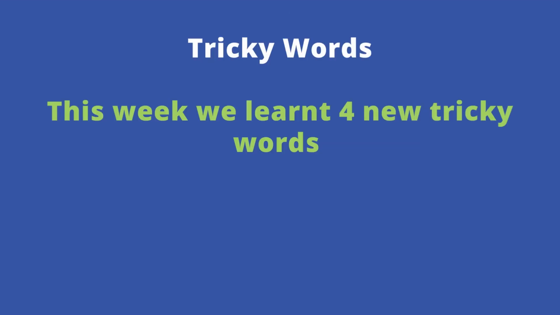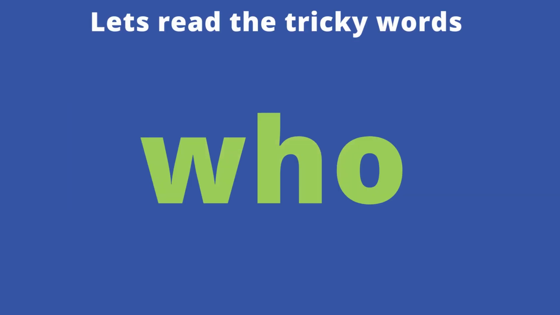So this week we also learned 4 new tricky words. Now tricky words are words that we can't really use our sounds for, the sounds that we already know. So let's take a look at this word. Now last week we learned that the letters W and H work together to make a W sound. But in this word it's making a H sound. Ooh, who. Both parts of this word are tricky because the letter O is making an oo sound, and it doesn't usually do that. It usually makes an o sound. So, oo, who.